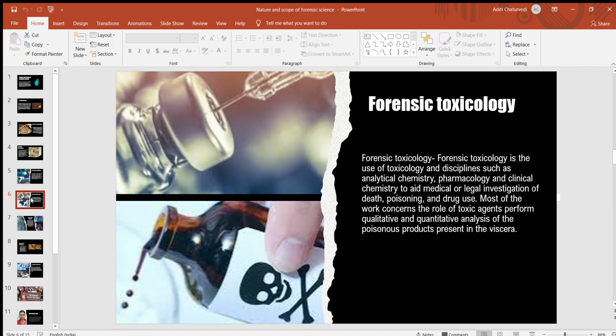Next is forensic toxicology. Forensic toxicology is defined as the determination of drug use, poisoning, or exposure to toxic substances as part of a legal investigation. The most common sample types used by forensic toxicologists are blood, urine, and hair, as these can be easily collected in a non-invasive manner and provide a great deal of information regarding both the historical and present influence of various substances. Toxicologists perform qualitative and quantitative analysis of the poisonous products present in the viscera.